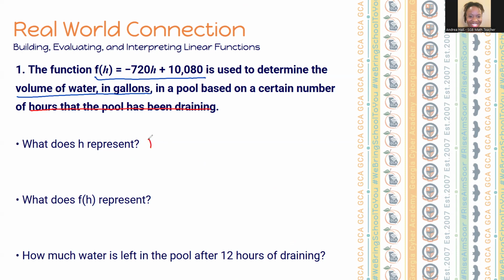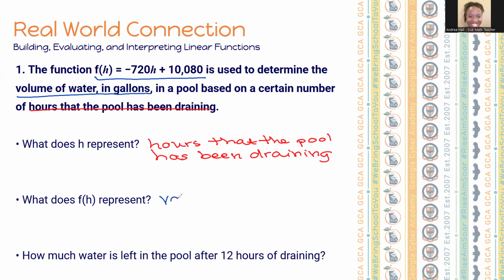Well, h represents the hours that the pool has been draining. What does f of h represent? F of h is used to determine the volume of water in gallons. So that is our volume of water in gallons.